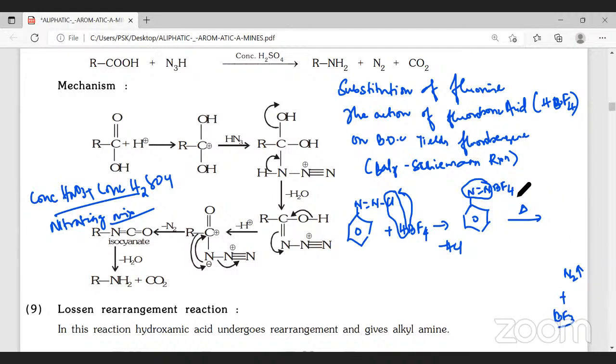We have only one more fluorine. That fluorine gets bonded to carbon. Therefore, we get fluorobenzene. Did you follow this? This is called the Balz-Schiemann reaction. It is not a Sandmeyer reaction. The Sandmeyer reaction was direct. Here it is not direct. It's a two-step reaction.